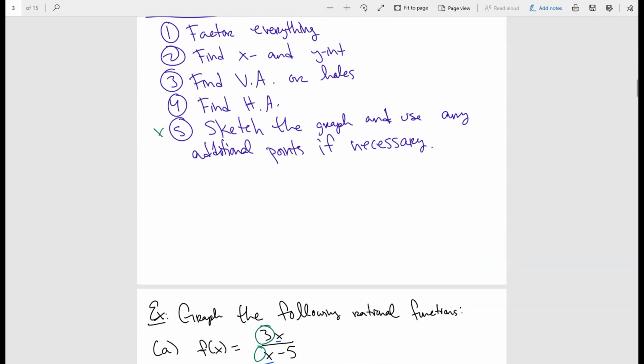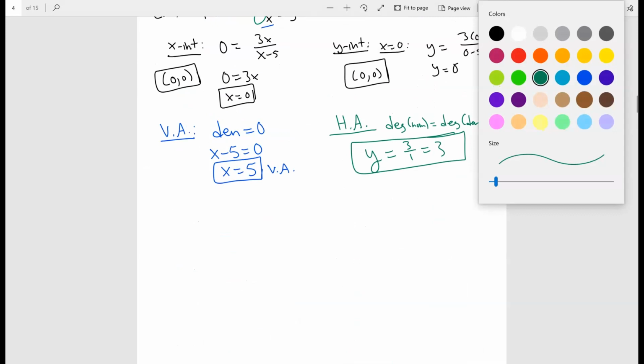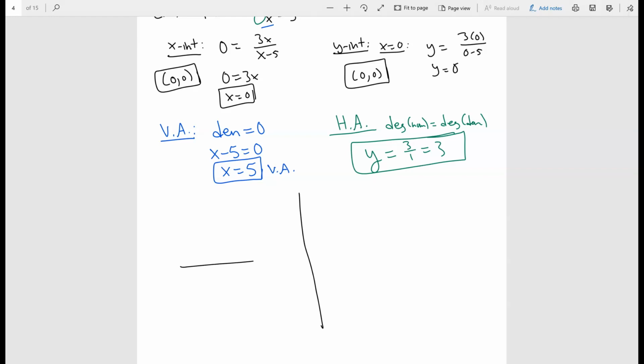So now the next thing that we want to do is sketch the graph. This is how I like to do it. I like to write down first my x and y axis. So here's x and y. Then I like to write my vertical asymptote, which in this case is 5. 1, 2, 3, 4, 5. So here is my vertical asymptote. Then I like to write my horizontal asymptote, which is y equals 3. So 1, 2, 3. Okay, so we have that. So my graph looks like this.